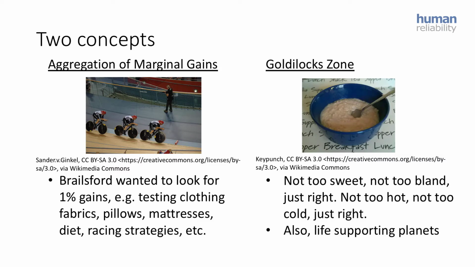So the marginal gains concept was popularised by the British cycling team, and it was Brailsford who didn't want to look at the typical thing that people normally did in these situations to gain improvement, but actually look at all the little things. So for example, they did things like test clothing fabrics, even look at the pillows and mattresses that the riders were using so they could get a good night's sleep in the different locations they needed to, cycling, diet, racing strategies, and all of the fine little details just to gain those percentage improvements.